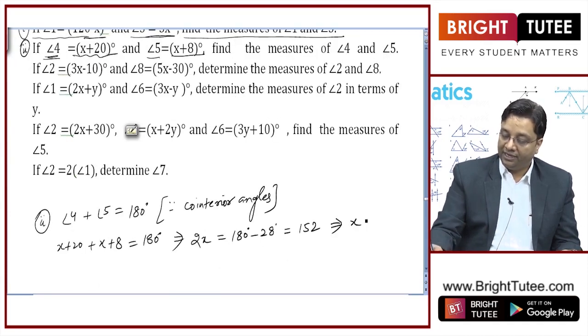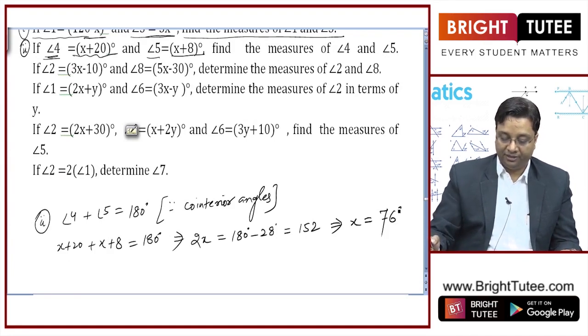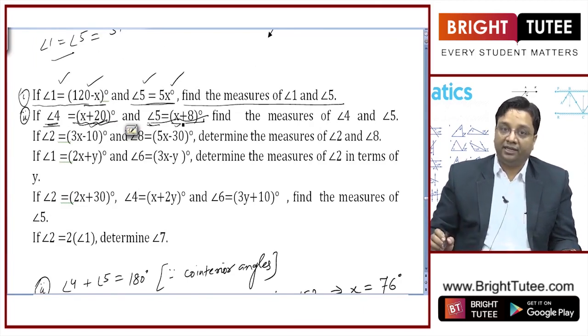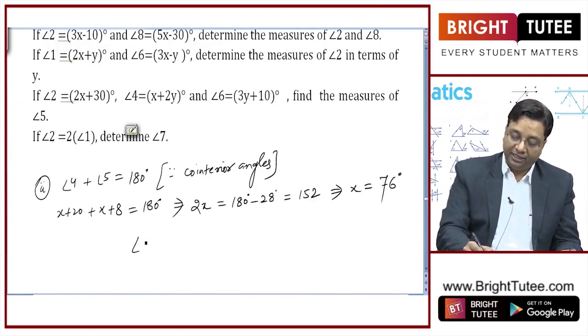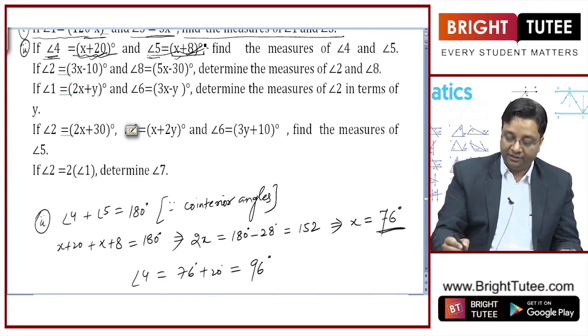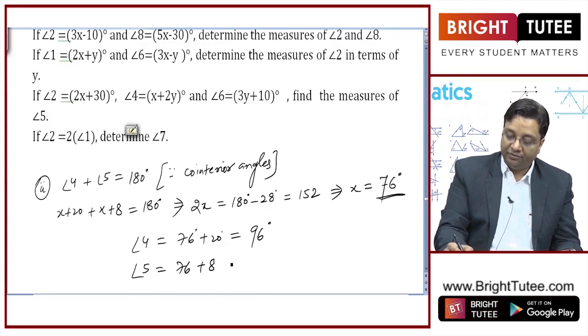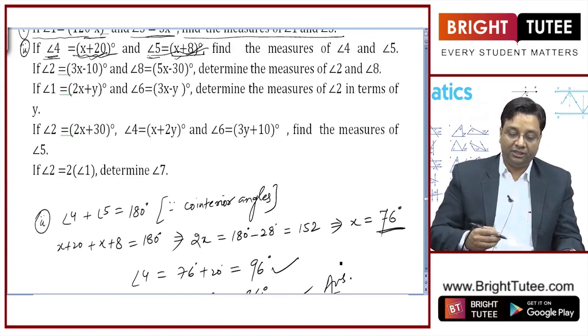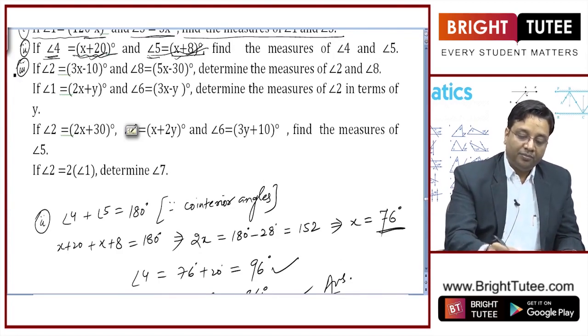So, this will give me x equal to 76. Now that I have got the value of x, I will put it here to find angle 4 and angle 5. Angle 4 is x plus 20, so 96 degrees. Angle 5 is x plus 8, so 76 plus 8 will give you 84 degrees. Now, these are your answers. Similarly, we can go about the rest of the questions. So, let us do them for practice.